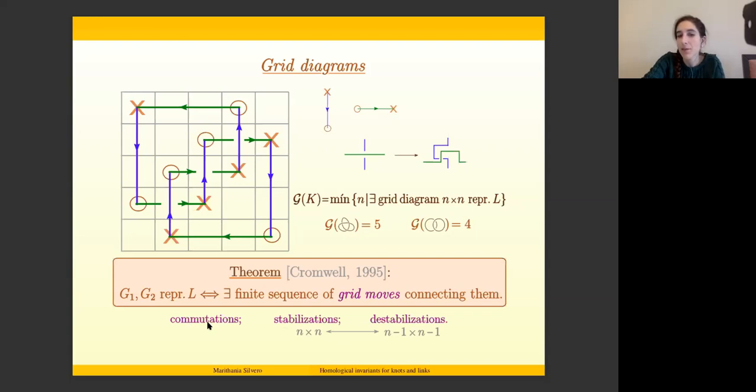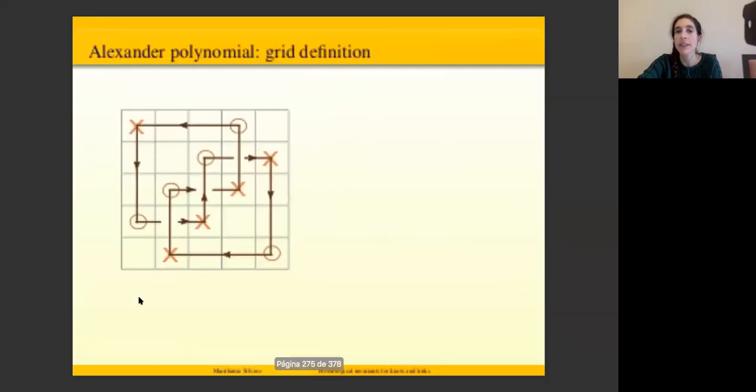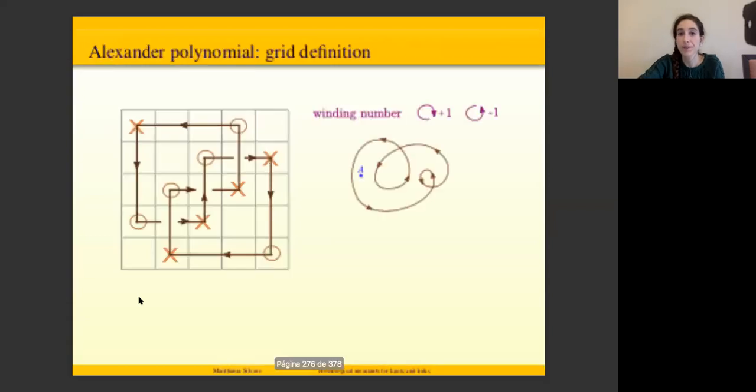Well, you can imagine more or less what commutation is. It's something like pushing up or down two rows or two columns that are far away. And stabilizations and destabilizations are a kind of move changing the size of the grid. Okay, so yeah, this is a result telling you when two grids represent the same link diagram. And well, let's see the Alexander polynomial from this grid definition.